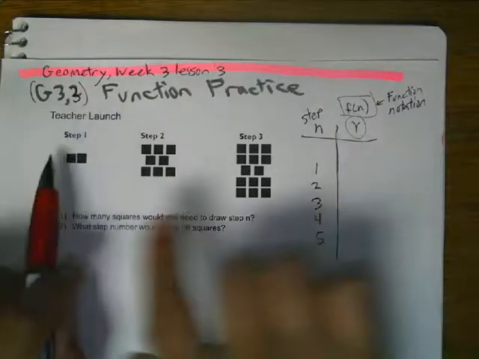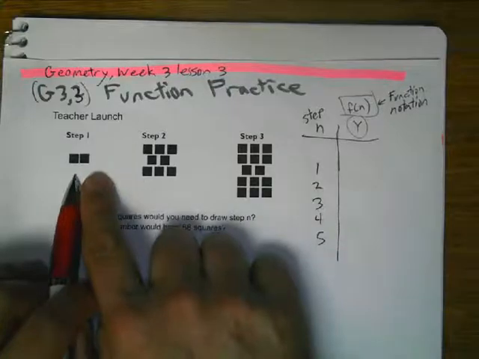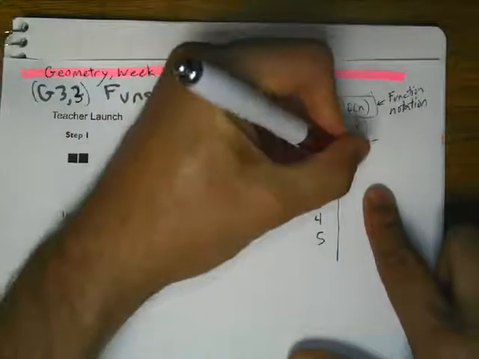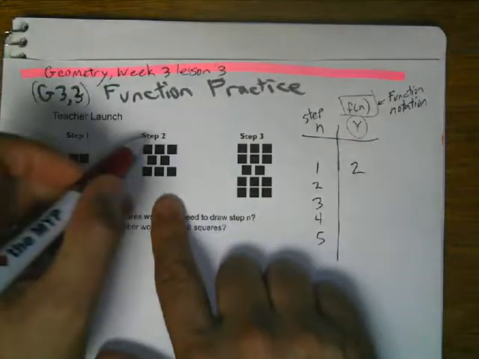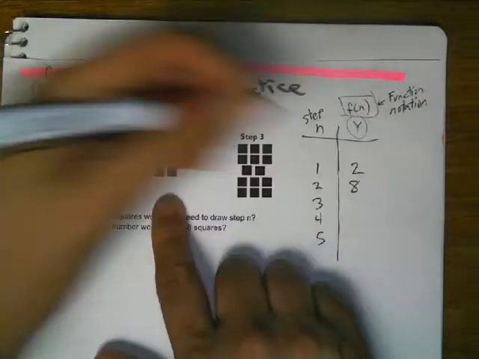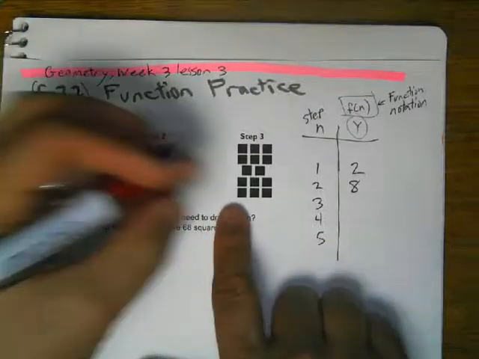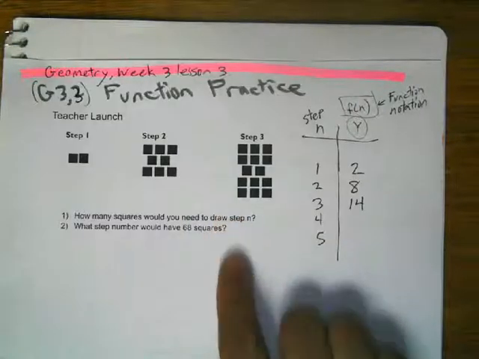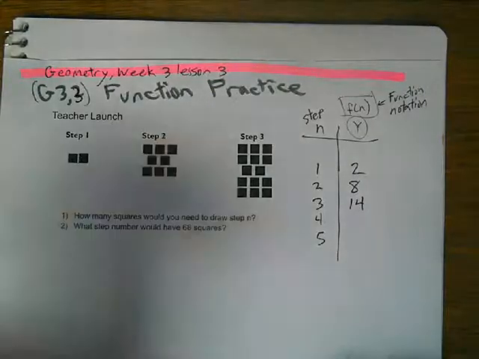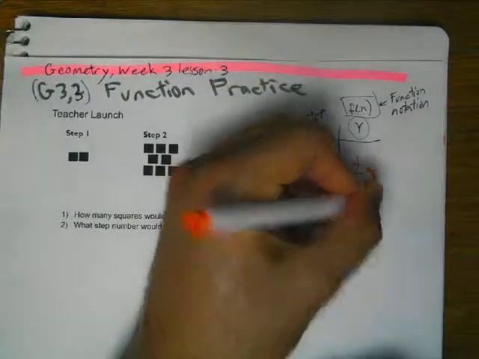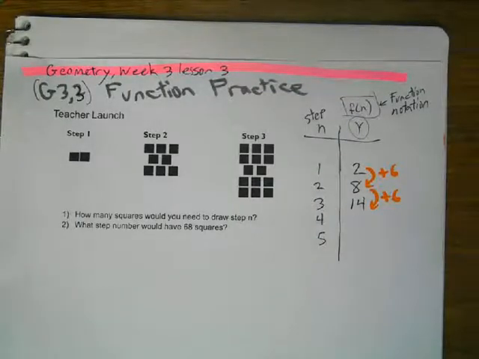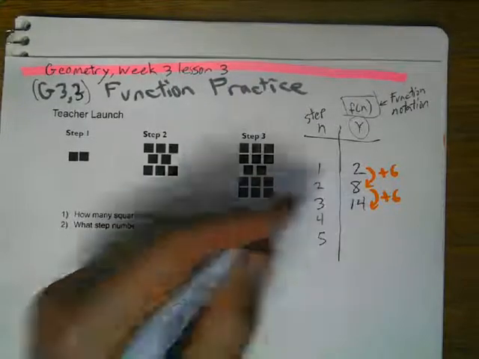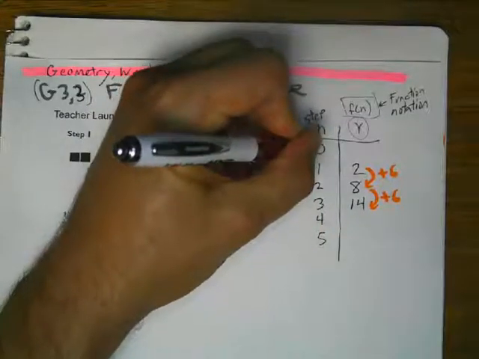So first, from the pictures, on step 1, we have 2 squares. On step 2, we have 6 additional squares. We've got 8. On step 3, we have 6 additional squares. If you count this, we have 14. One of the things that students noticed is that each new step we added 6. And one of the things we also noticed, we needed to figure out what step 0 was going to be.